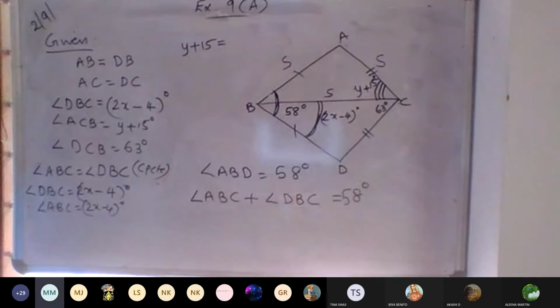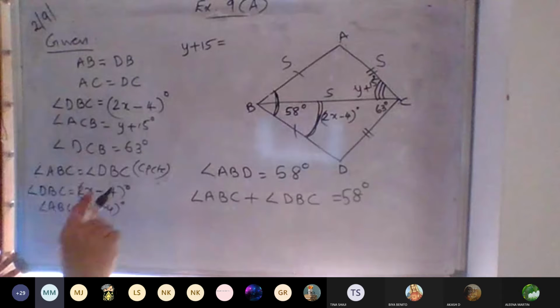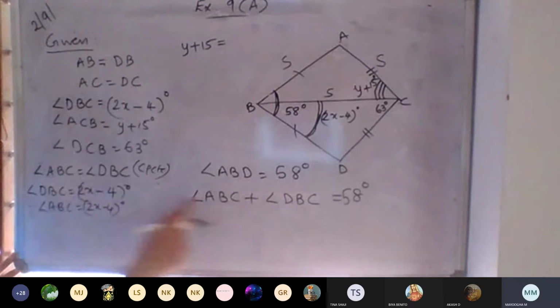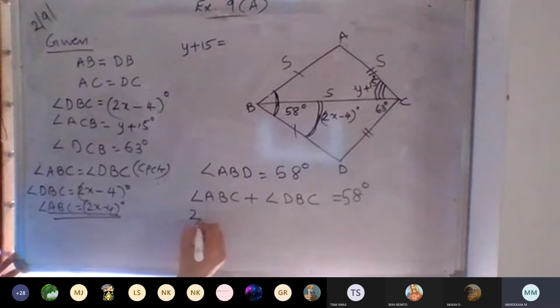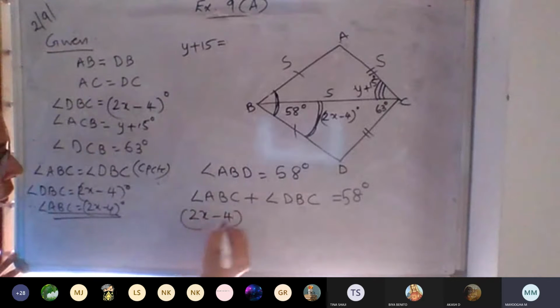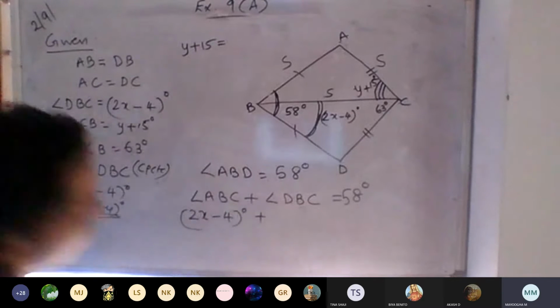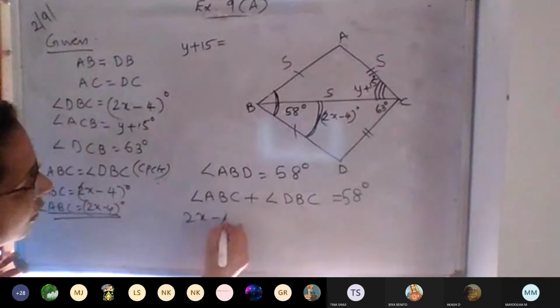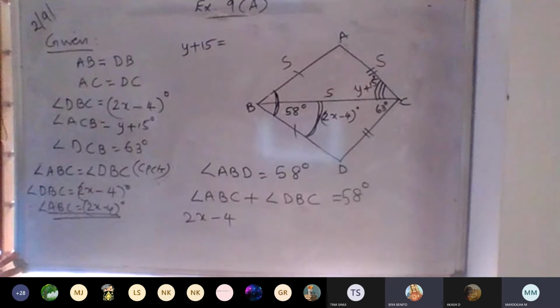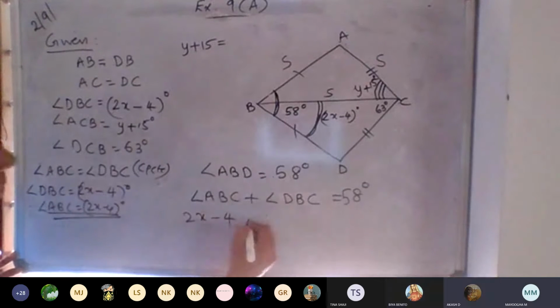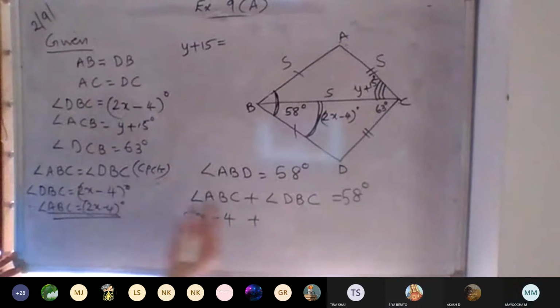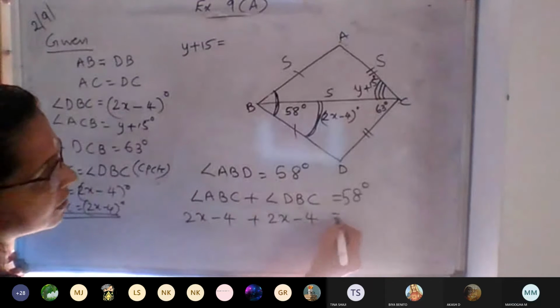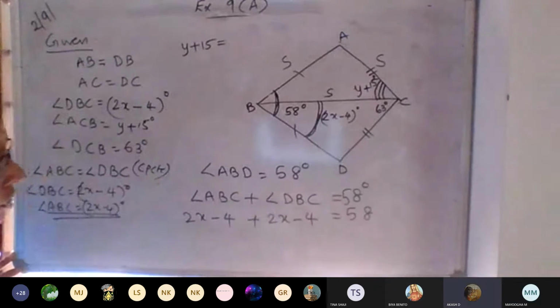ABC plus DBC is 58. That means ABC we know, 2x minus 4, and DBC 2x minus 4 also we know. So 2x minus 4 plus 2x minus 4 is equal to 58. The angle ABC is 2x minus 4 degrees, and DBC also 2x minus 4 is equal to 58.